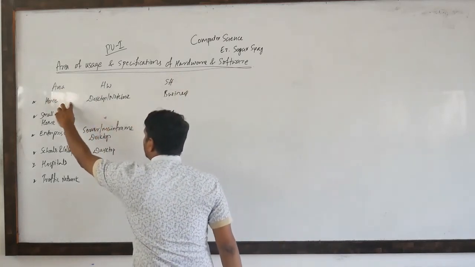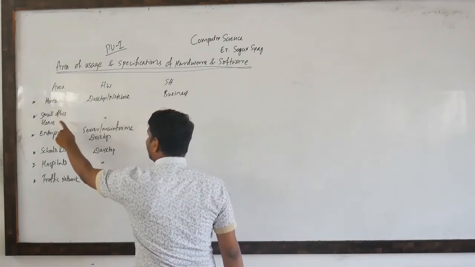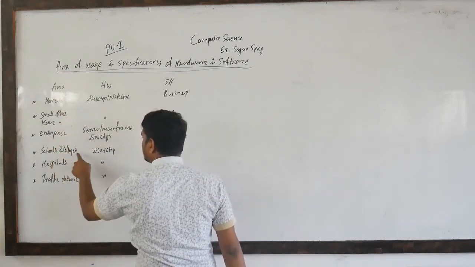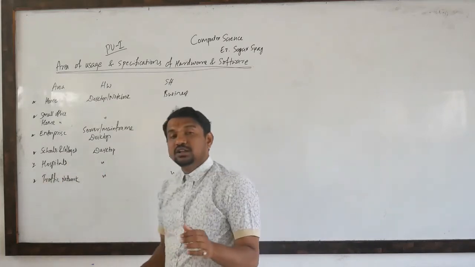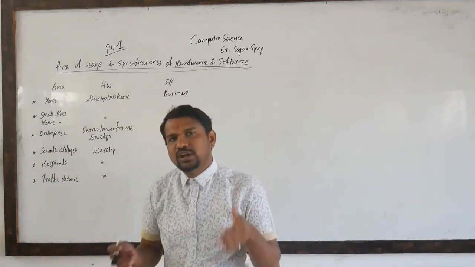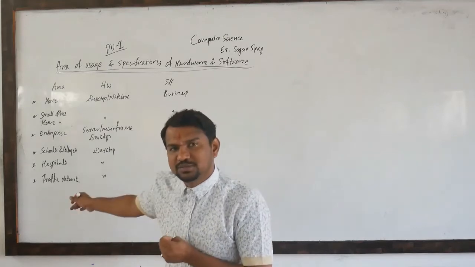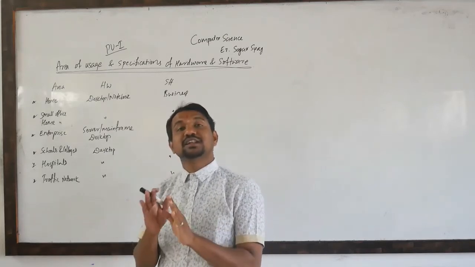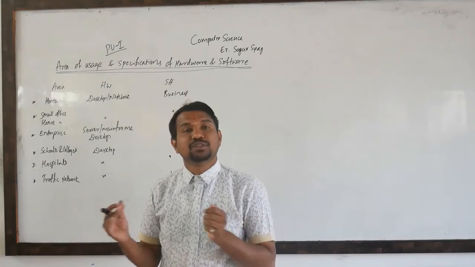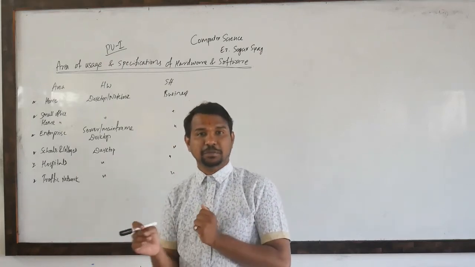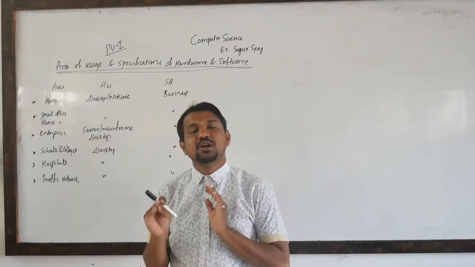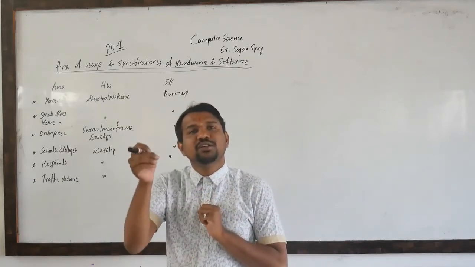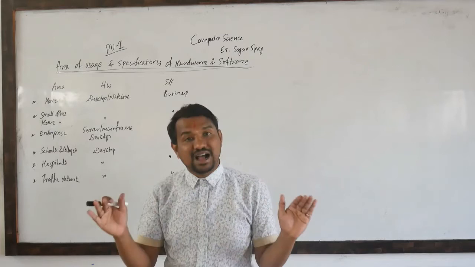Areas are home, small office, home office, enterprise, schools and colleges, hospitals, traffic network. You may ask, sir, is this much the only area of computer application? That is not just this much. That is elaborated like anything. But they have listed only a few things, not all.